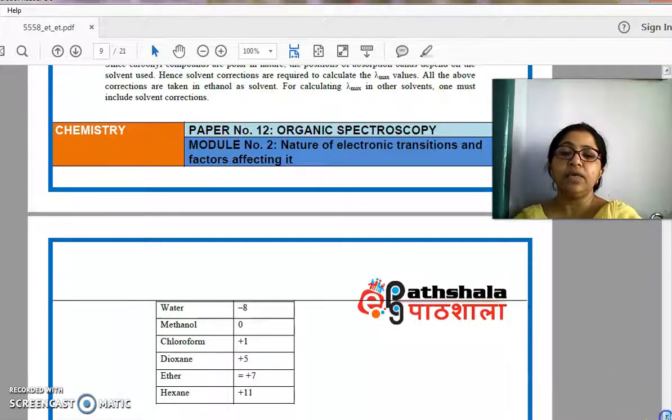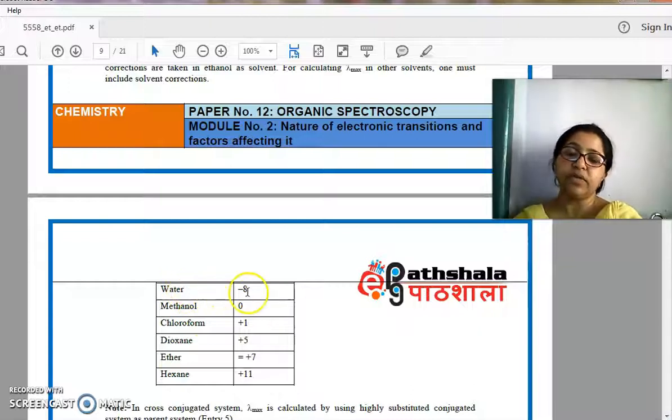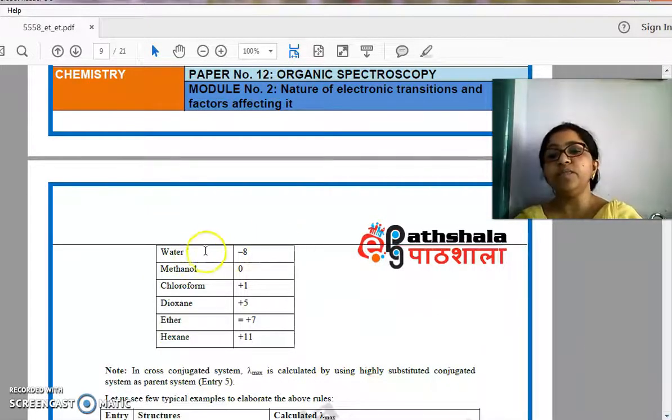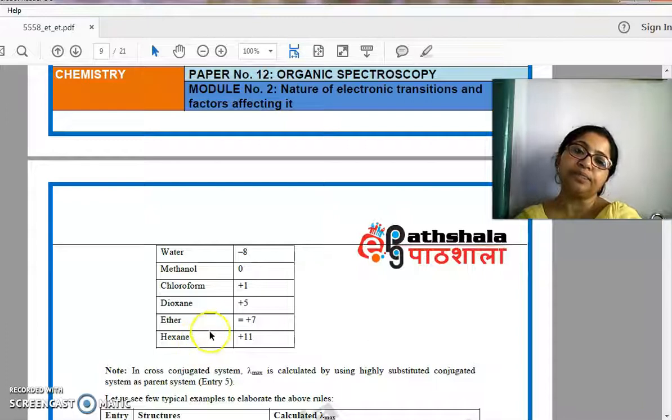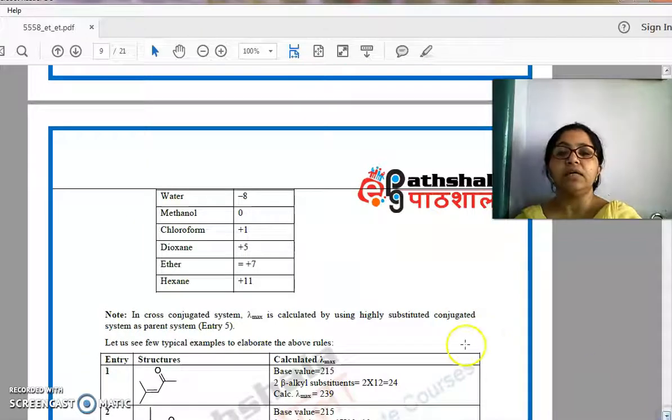Other than ethanol, you have to subtract or add. Water, you have to subtract 8. Methanol is the same as ethanol. Chloroform, you have to add 1. Dioxane, plus 5. Ether, plus 7. And hexane, it is plus 11. So you can see, water is more polar, while chloroform and ethanol are almost the same. The others are less polar than ethanol, and hexane is non-polar. If it is non-polar, it has a bathochromic shift. If it is polar, it has a hypsochromic shift. So it goes to lower wavelengths.